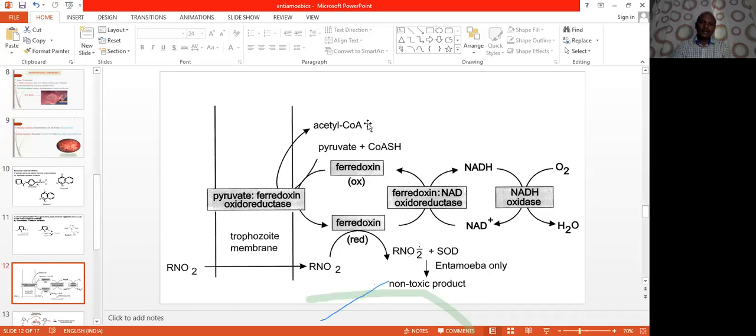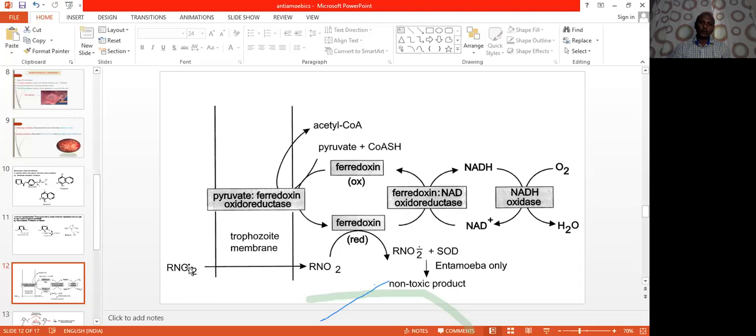Okay, so whatever I explained you till now, this is normal metabolism. In the normal metabolism, pyruvate ferredoxin oxidoreductase converts pyruvate to acetyl-CoA, and from there electrons will be transferred through the oxidation and reduction, and this further will be used for the generation of energy. But when you give metronidazole, this metronidazole is having a nitro group. I told you that it is 2-methyl-5-nitroimidazole.